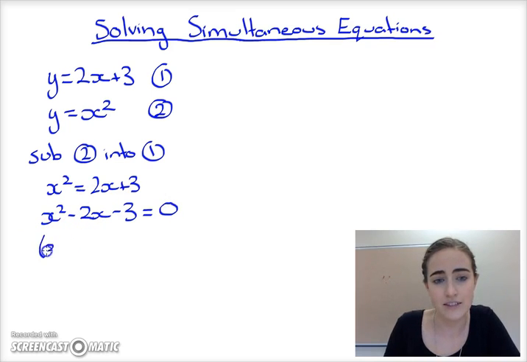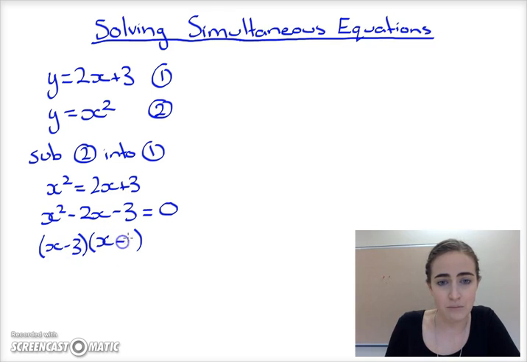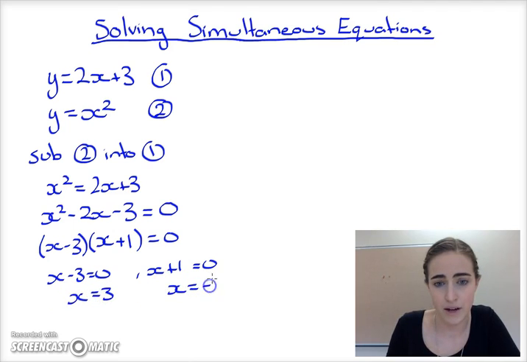So now we can factorize that. Go to x. We need two things that multiply to give negative 3 and add to give minus 2, which should be minus 3 and minus 1. No, plus 1. So that's equal to 0. That means either this or this has to equal 0. So we've either got x minus 3 is equal to 0, or x plus 1 is equal to 0, which means that x is equal to 3 or x is equal to minus 1.